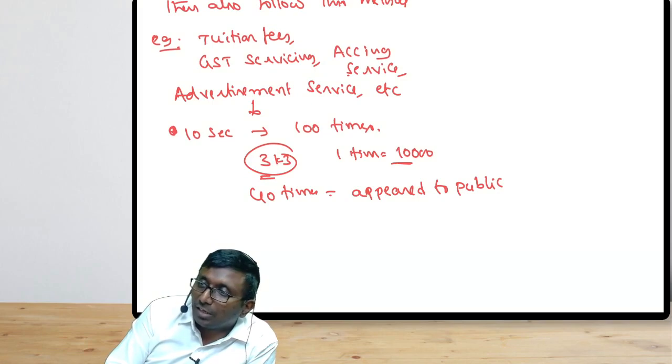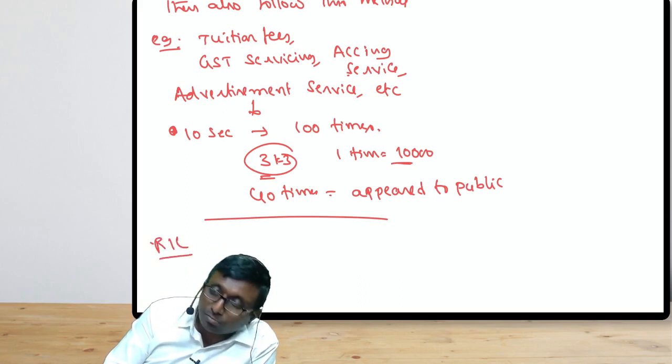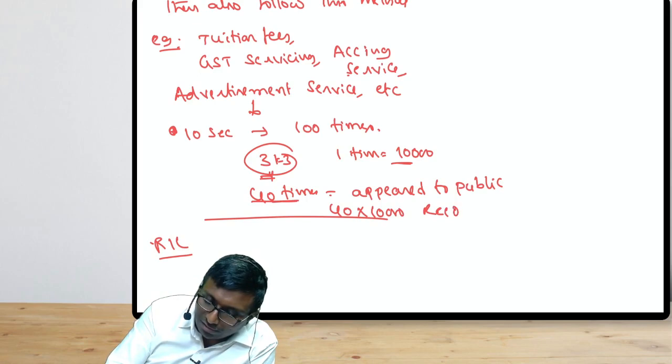Now, shall I follow percentage completion, or shall I wait until 100% is completed and then only ask for the amount? I have done my job, so I have got the right. Correct. So here this 40 times means 40 into 10,000, record the sale.